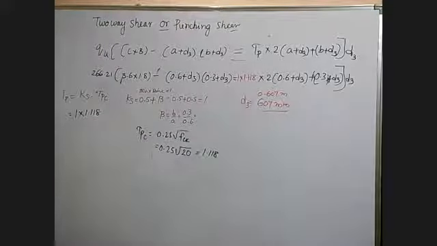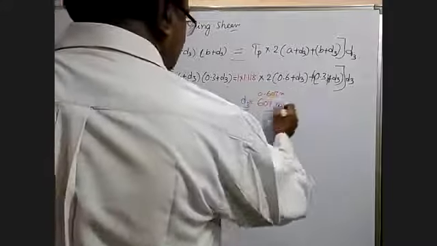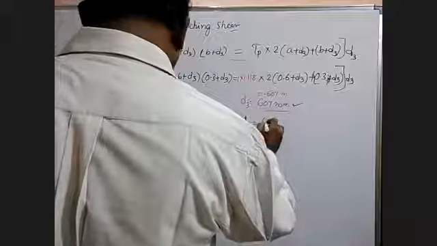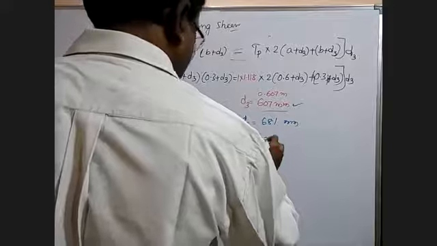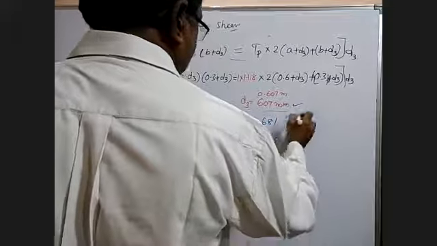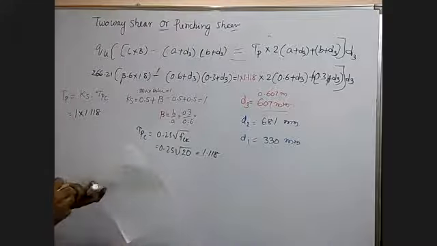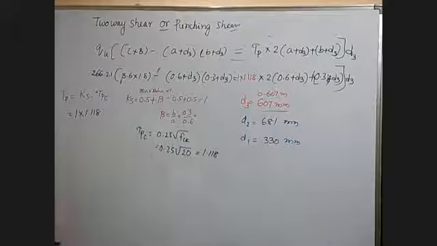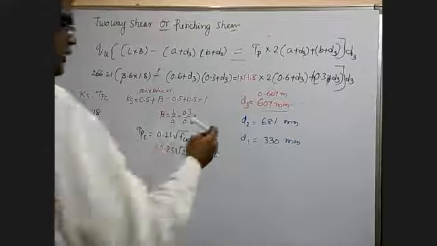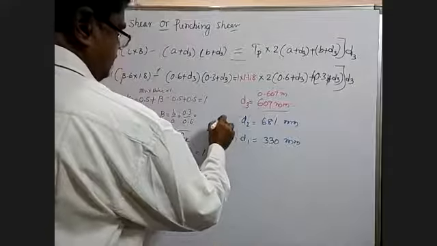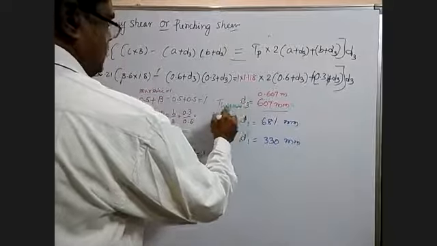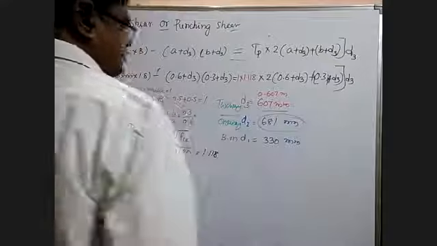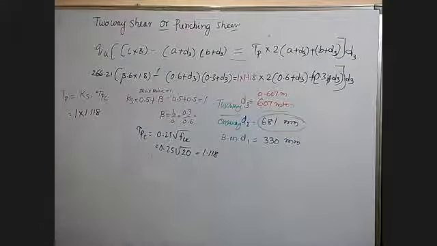Now if you write these three values, D3 is equal to 607, D2 is equal to 681, D1 is equal to 330 mm. Okay. Now here the maximum value, out of these three values, D1 is based on the bending moment criteria, D2 on 1 way shear, D3 on 2 way shear. So 1 way shear you will get the maximum value for any problem.